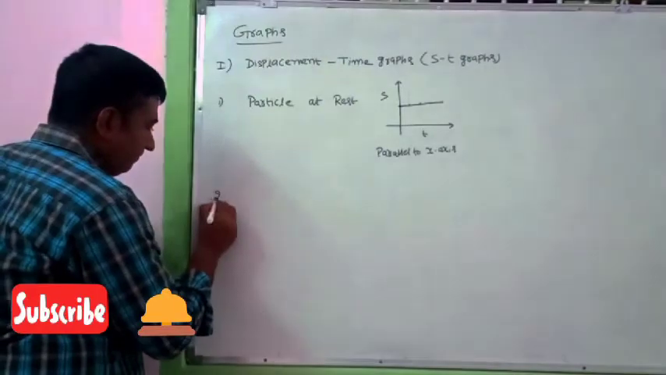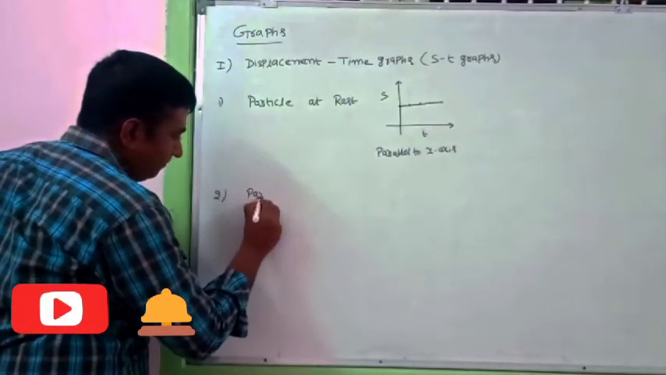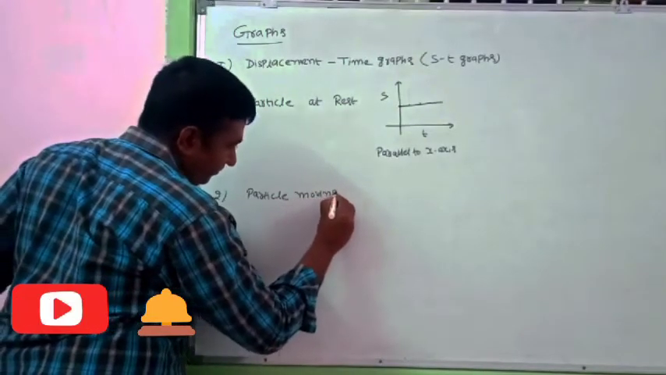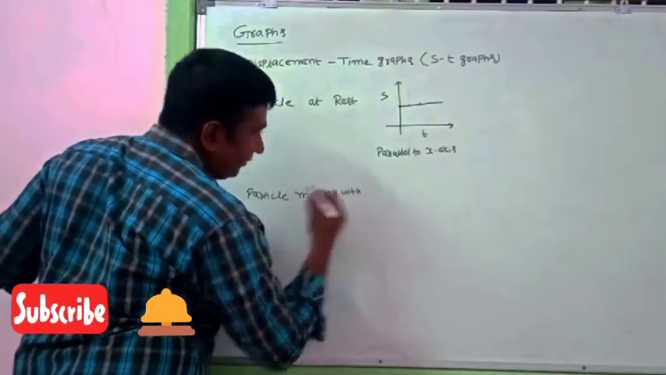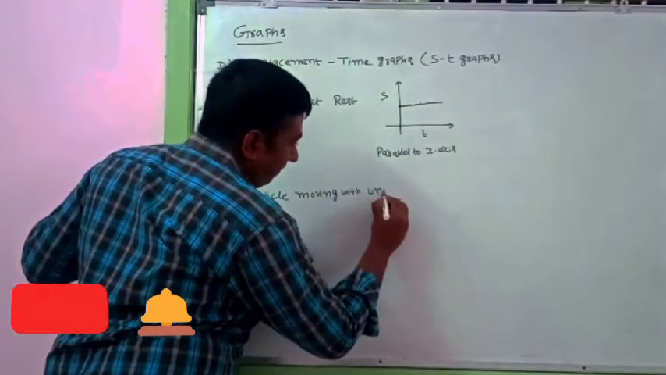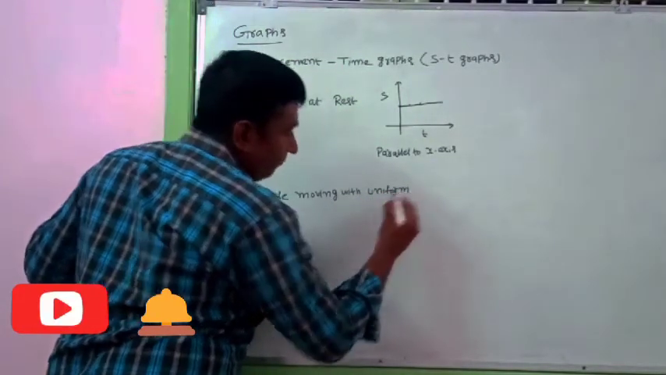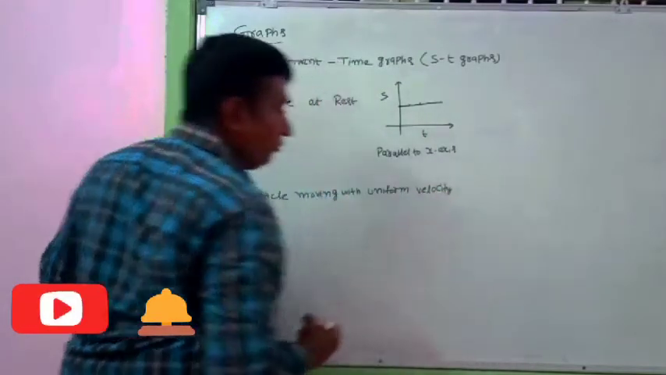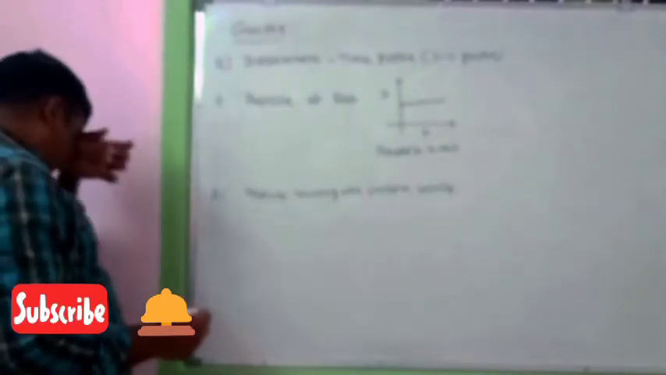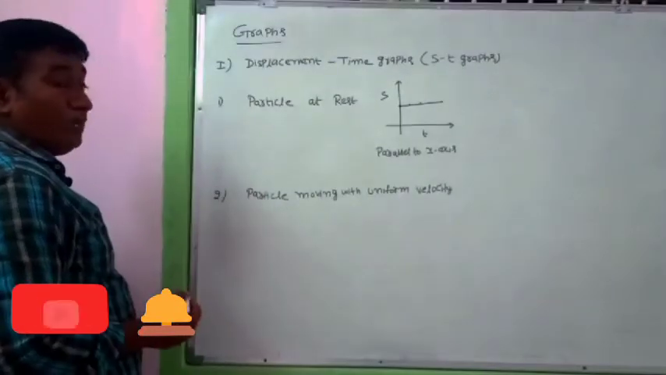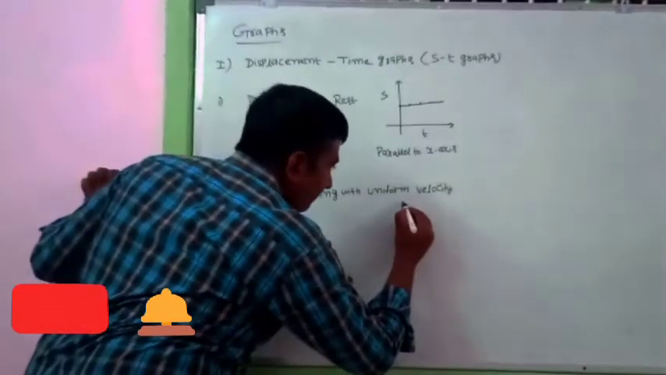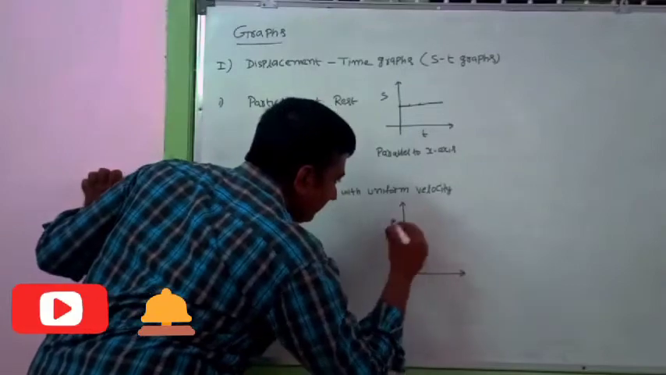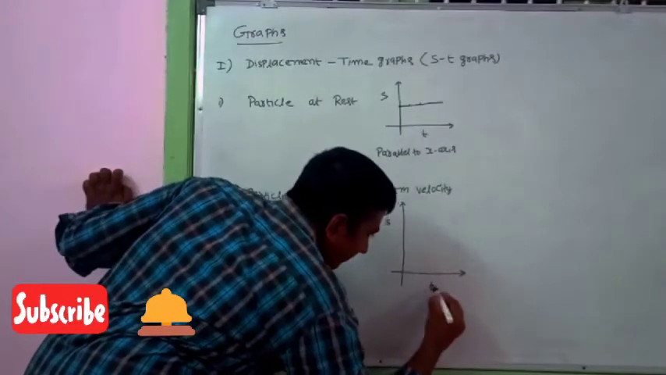And second one, particle moving with uniform velocity. Here they have given uniform velocity. So with the help of this, this is the displacement, this is the time.